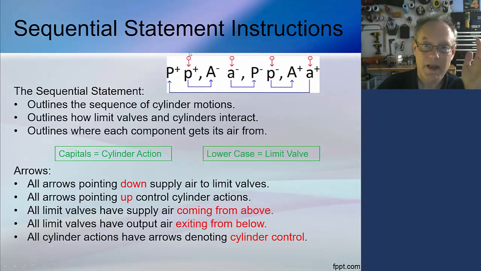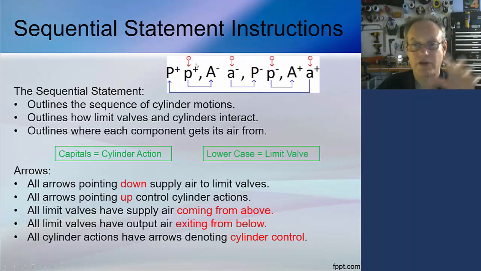So take a look at this. A limit valve has air coming into it, passes air through it, it comes out, and then it goes to an action. If we take a look at any one of these limit valves, we can see there's an arrow going into the top and a line coming out. Every single one. So if you're developing a sequential statement and you don't have a line coming out of a limit valve, something's not quite right.